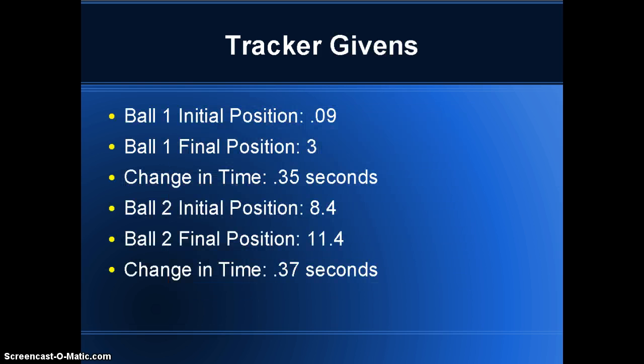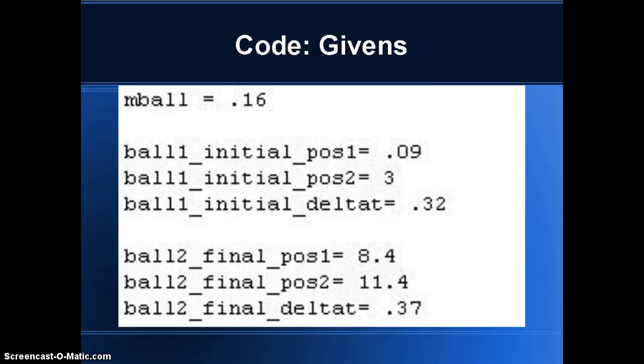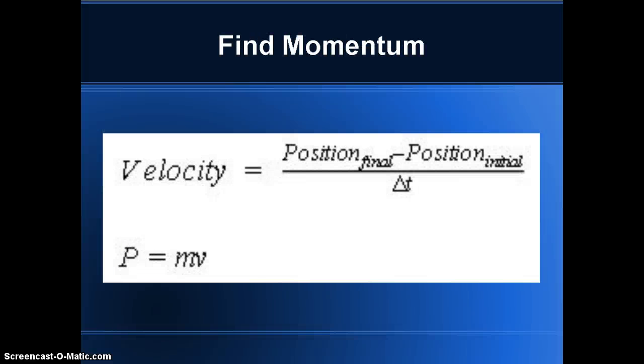Now we got some givens from this. We got the initial and final position of ball 1, and that is pre-collision, the change in time between those two. We got this initial and final position for ball 2 and the change in time there. We simply put these givens into code. As you can see along the top is the mass of the ball and the initial position and the delta t.